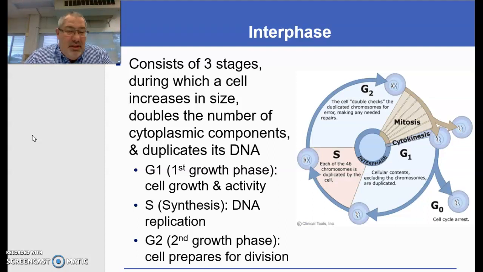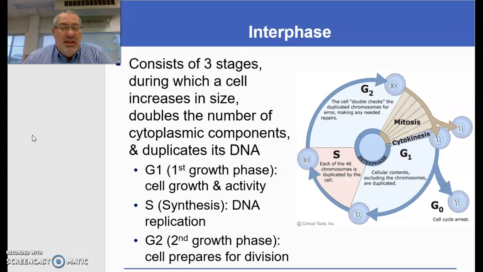G2 is when the cell prepares this system of protein fibers that are referred to as a spindle apparatus, or a bipolar spindle. The proteins for the spindle apparatus are produced, and the cell also goes through what is called DNA repair: the duplicated chromosomes are checked, and any errors that might have been made are repaired.